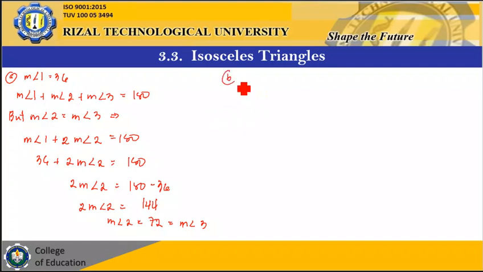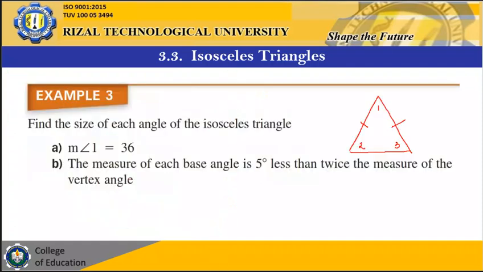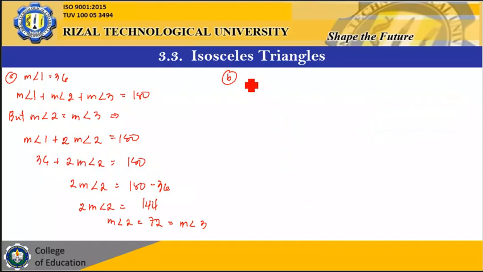And for letter B, the measure of each base angle is 5 less than twice the measure of the vertex angle. So let's have our representation here. Let x be the measure of the vertex angle, and 2x minus 5 be the measure of the base angles.